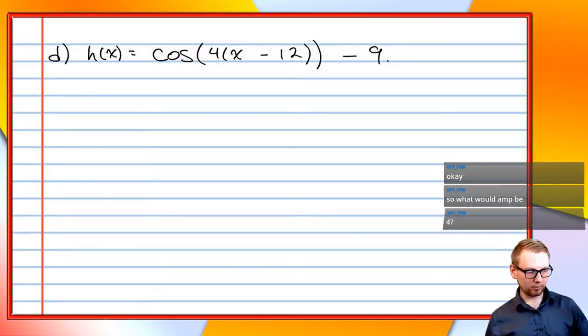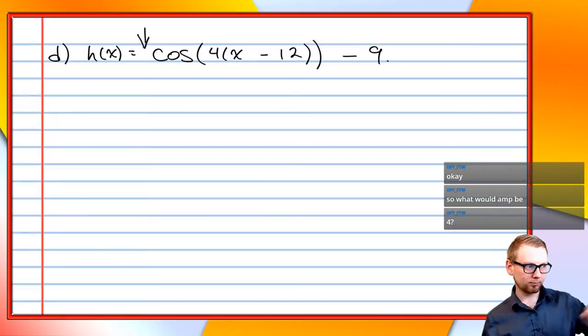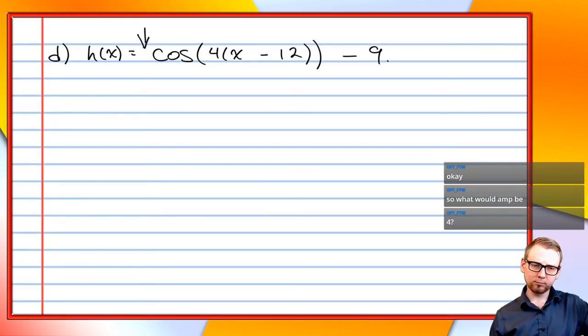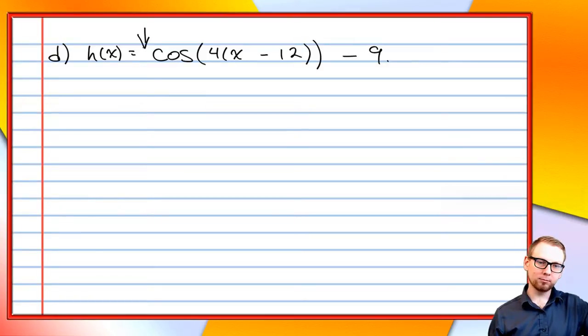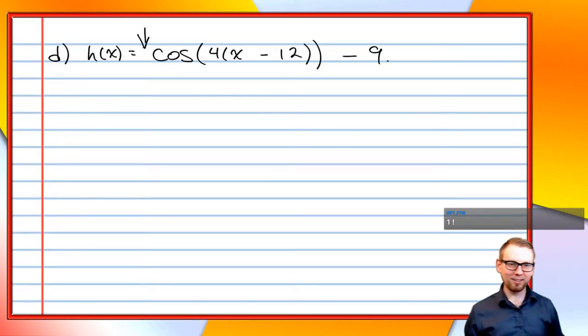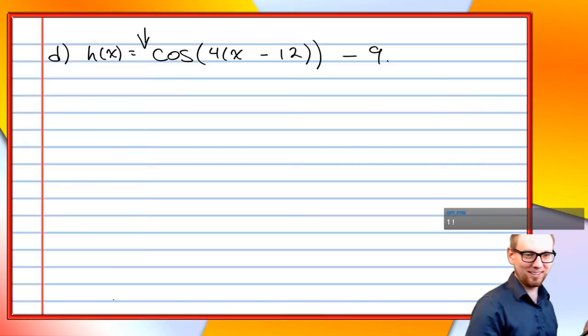What number is in front of the cosine here? What do we always assume is multiplied by, but we just don't write it because it's tedious to write it? 1! Exactly.